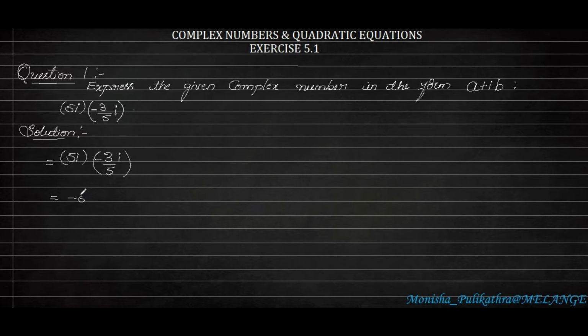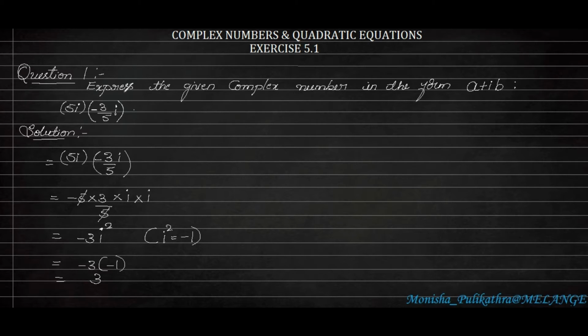So minus 5 into 3 by 5. I will be taking numbers first. Minus 5 into 3 by 5 into the two i's are there. So i into i. Okay. So here 5 gets cancelled. The remaining is minus 3. Here i into i will become i square. From the introductory part, we know that the value of i square is equal to minus 1. So this will become minus 3 into minus 1. So minus into minus is plus. So it will become 3 into 1, 3.